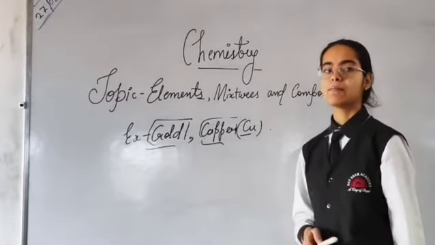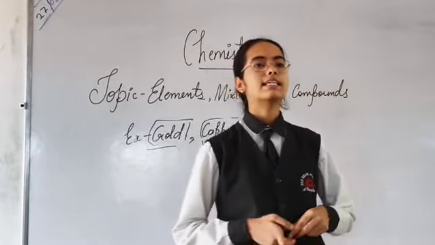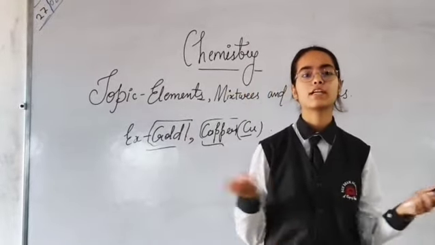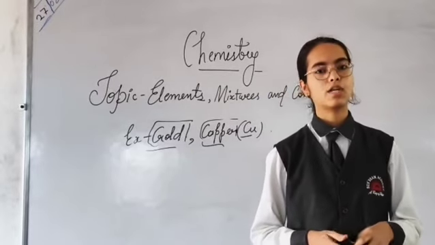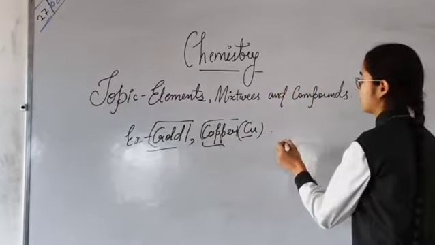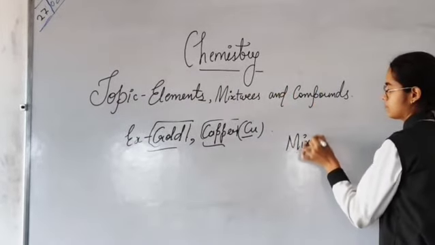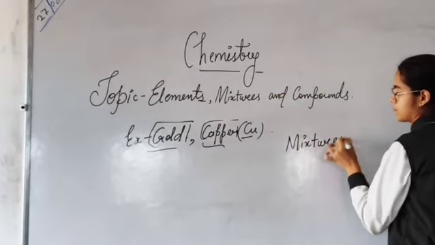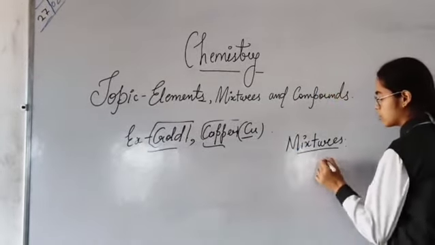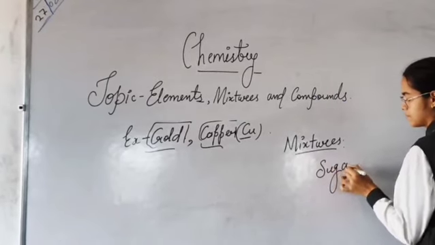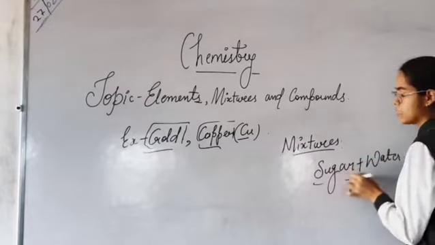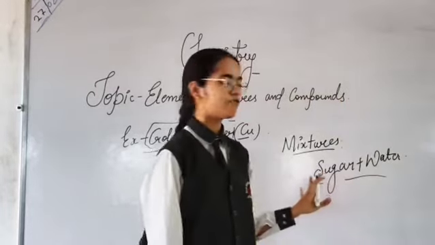Now let us understand mixtures. What are mixtures? See, mixtures are something that is not the same throughout. It can be heterogeneous or homogeneous. Now the names have come, so let us understand what mixtures are and what the types of mixtures are. Mixture, for example, as everybody has heard, sugar and water. Sugar plus water is an example of a mixture.